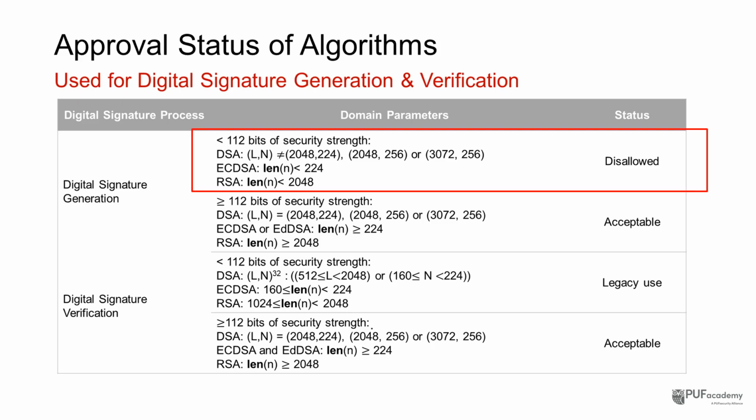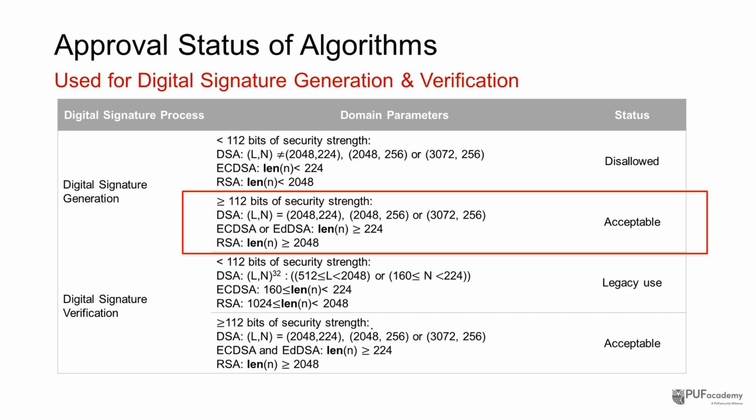For any generation process utilizing less than 112 bits of security strength, the status is disallowed. This strict rule applies to DSA with non-compliant domain parameters, ECDSA where the key length is less than 224 bits, and RSA where the key length is less than 2048 bits. Conversely, for all signature generation processes achieving 112 bits or greater of security strength, the status is acceptable.